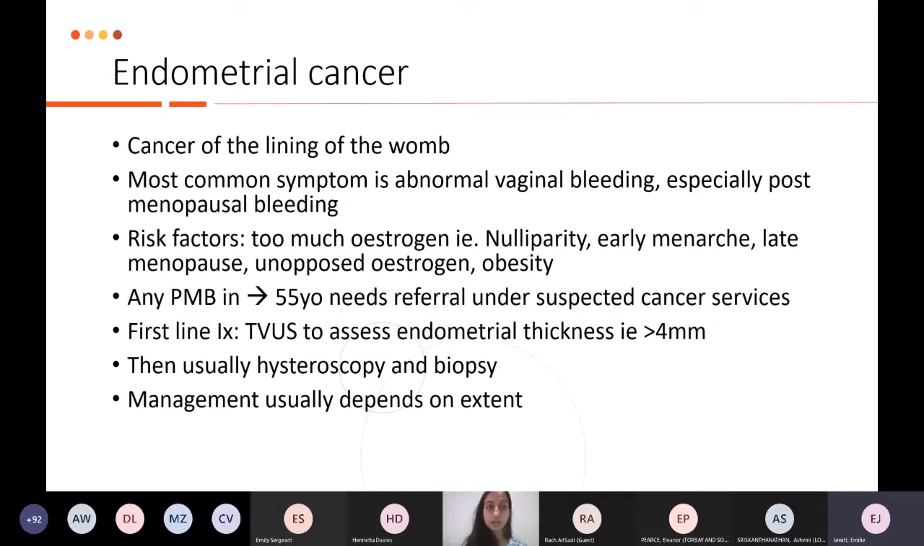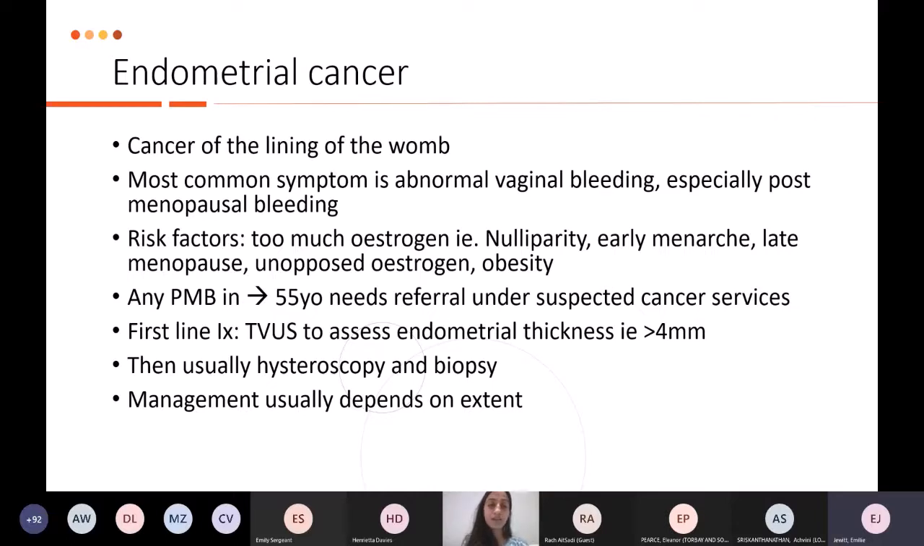In terms of risk factors for developing endometrial cancer, basically, if you've had too much estrogen, because estrogen affects the lining of the womb. So if you've never been pregnant, which stops your periods, if you have lots of period cycles, so early menarche and late menopause, or you get unopposed estrogen from HRT, or you have obesity, those could be risk factors.